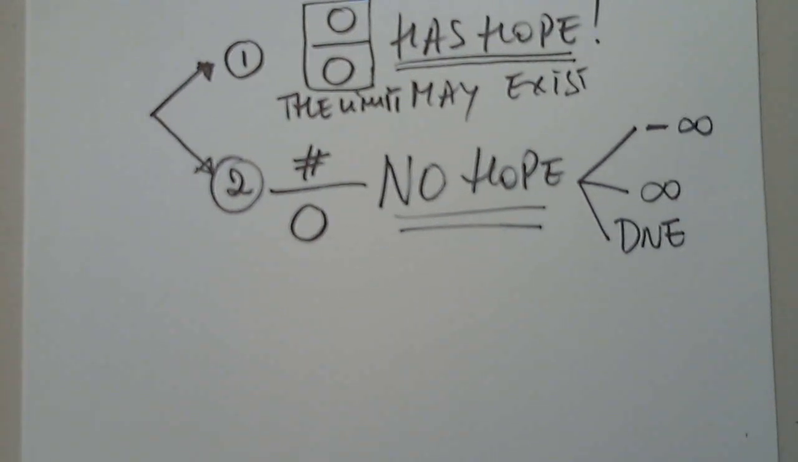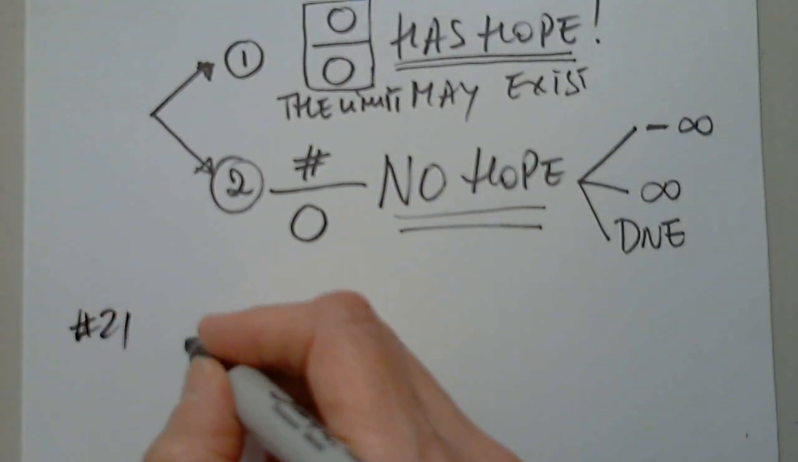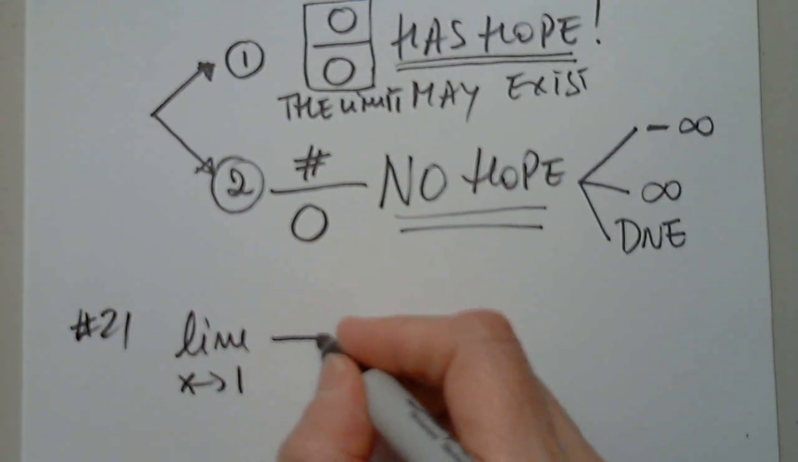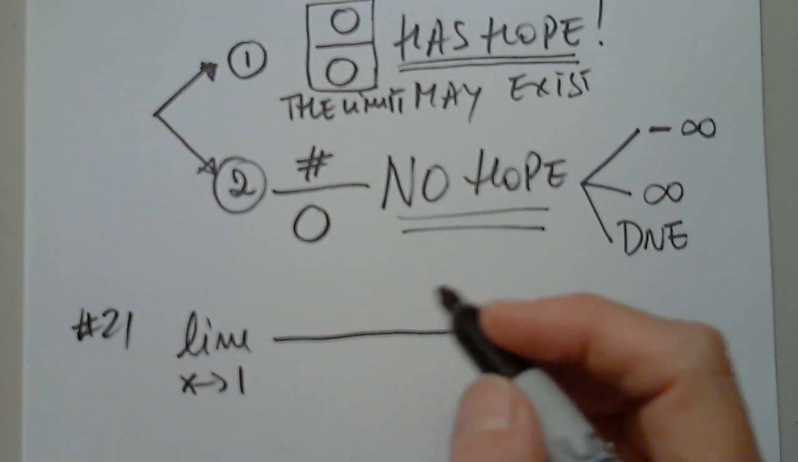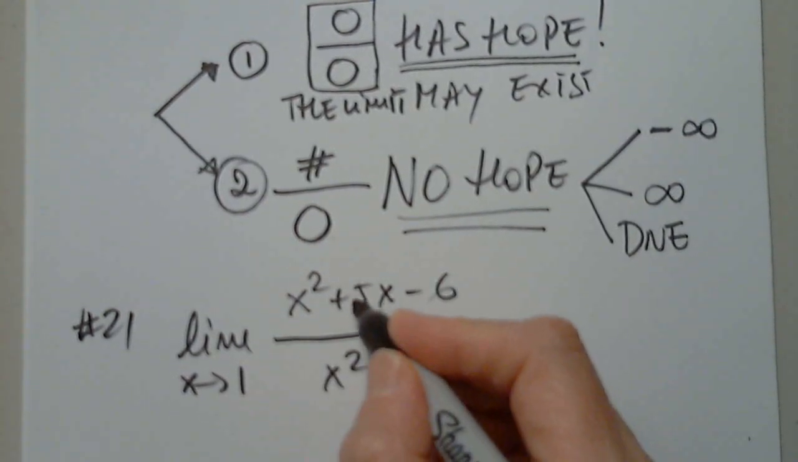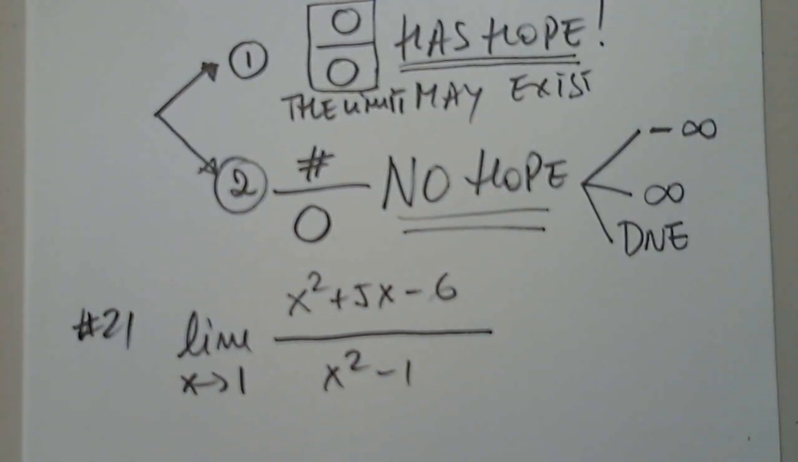Okay, back to the book. They're already telling us that maybe we get something like that. So allow me to start the first one. Let's say 21, and then you can choose. In 21, we have limit as x approaches 1 from x squared plus 5x minus 6 over x squared minus 1. Please stop me if you have questions.